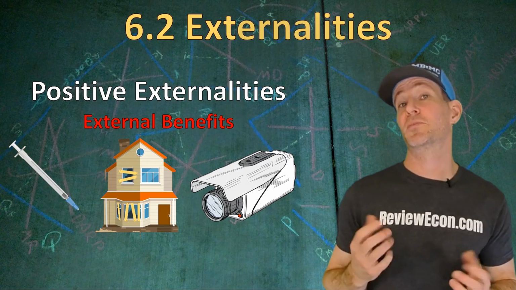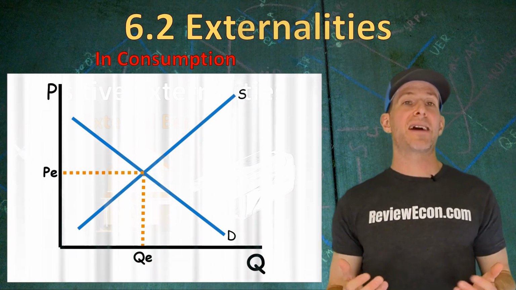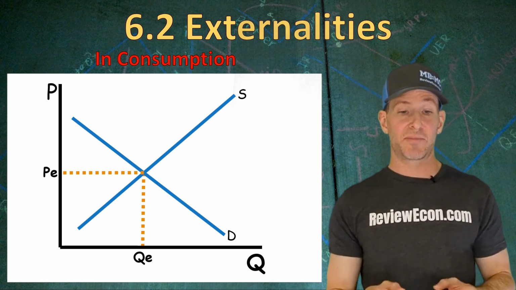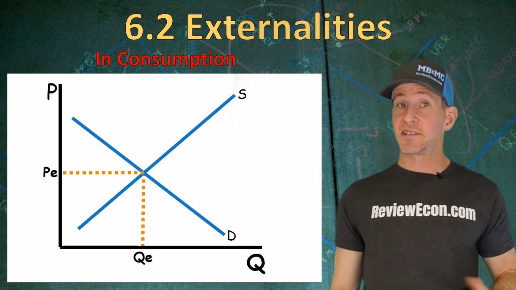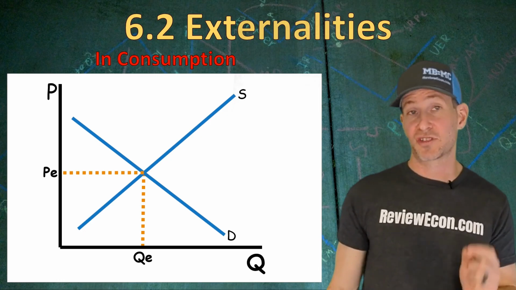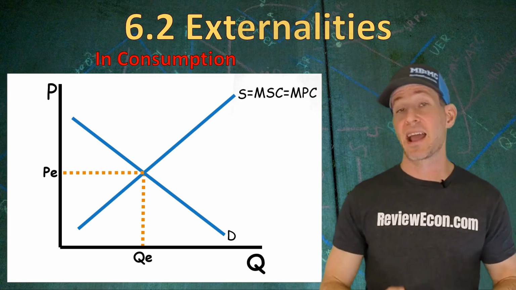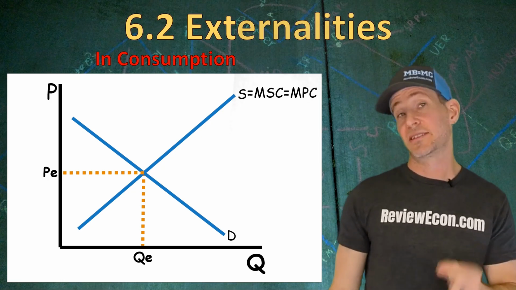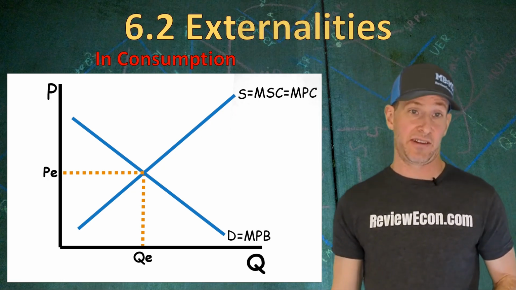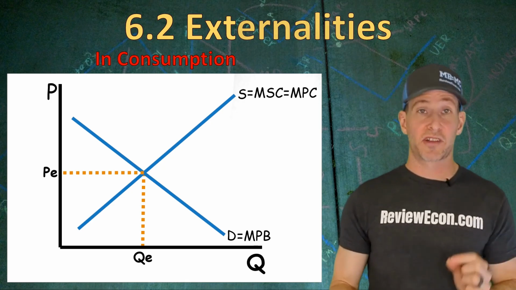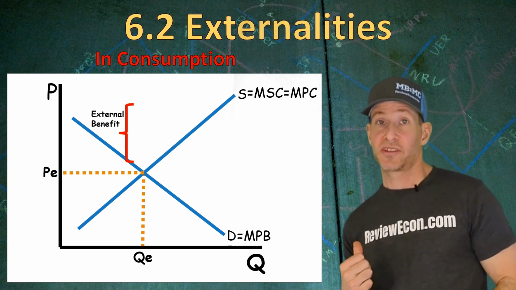All of these produce positive benefits to people who don't buy or produce a product. If we want to graph out a positive externality in consumption, we have our downward sloping demand curve and upward sloping supply curve. Since this positive externality is created by the consumers of this product, our supply curve will be equal to the marginal social cost and the marginal private cost. The downward sloping demand curve is only equal to the marginal private benefit here. And since the consumers of this product are the ones making the external benefit, we're going to add that external benefit to the demand curve.